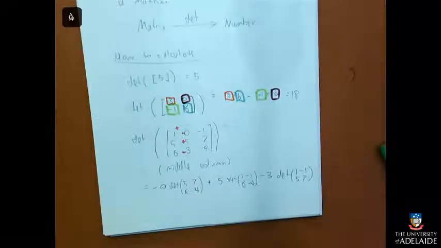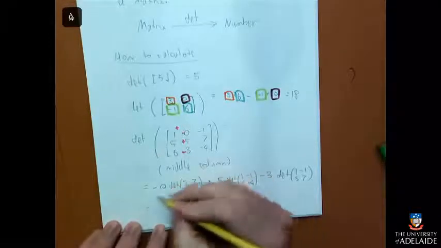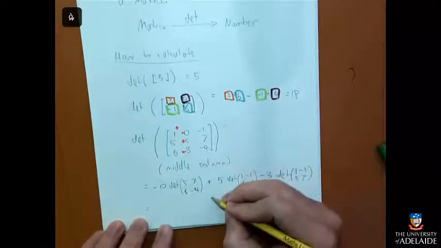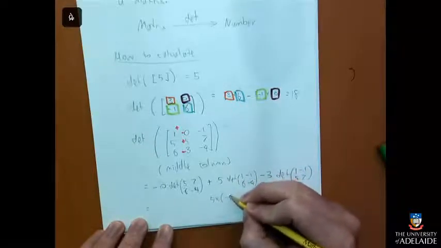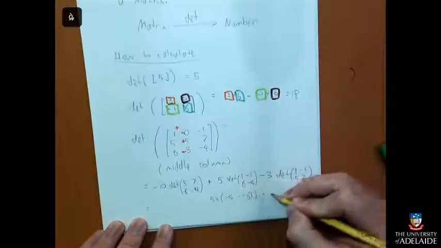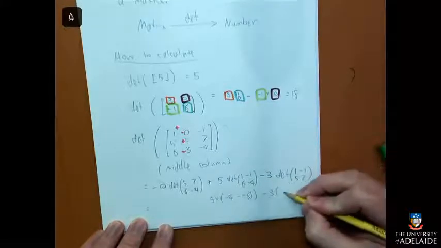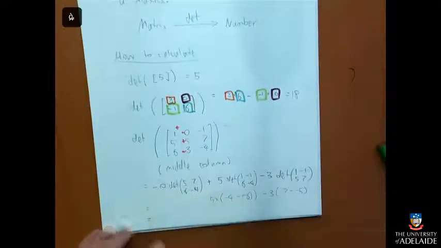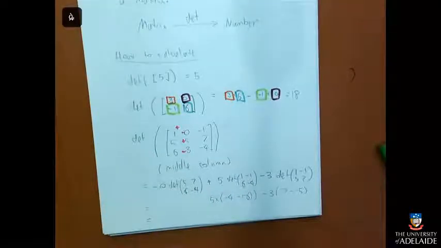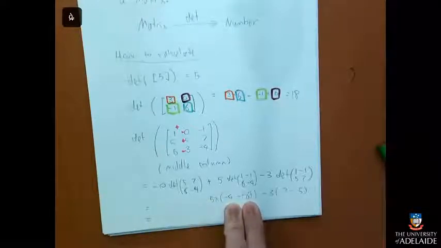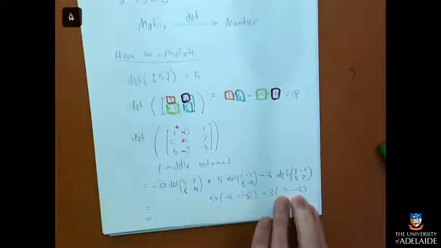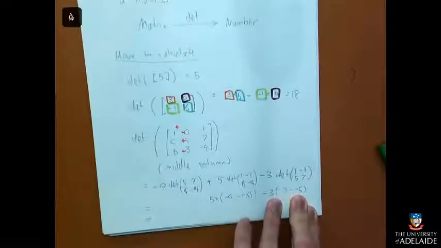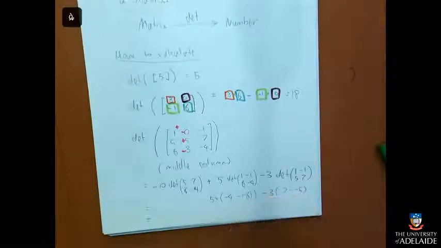And then what I'm going to have to do is figure out all of those smaller determinants. So that one's 0, so that's kind of pleasant. 5 times minus 4 minus 6 minus 3 times 7 minus 5. And then whatever that works out to be is the answer. So that's 2, 10, 12, I think it's minus 26, but don't quote me on it.